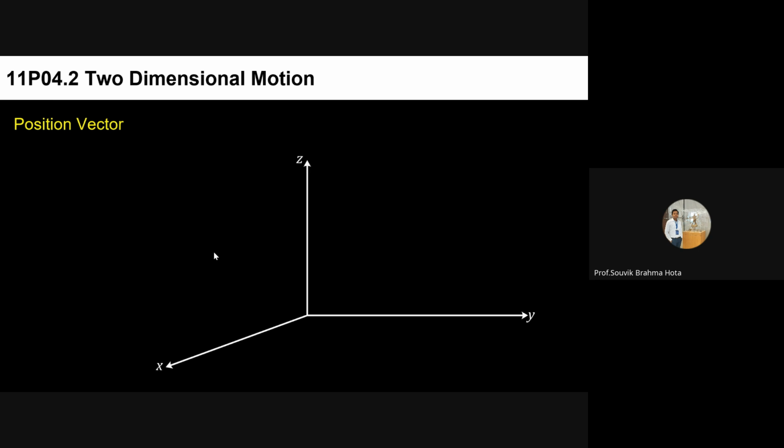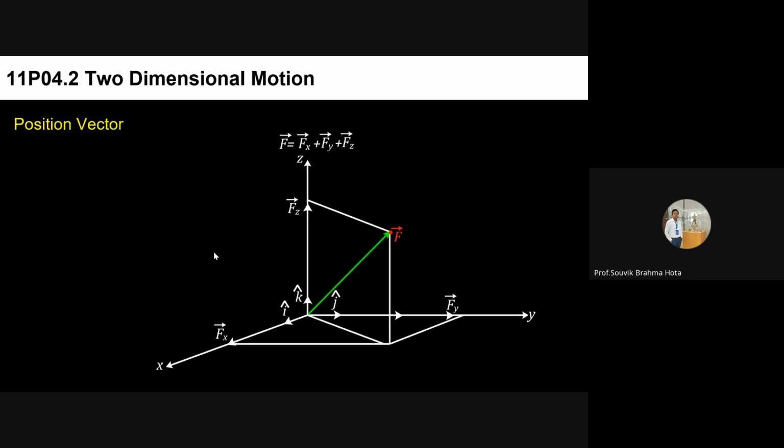Now in 3D also, suppose it is a force that has been given over there. If the force is there, we have the components of force along the x-axis, y-axis, and z-axis. That can be represented by F equals Fx vector plus Fy vector plus Fz vector.